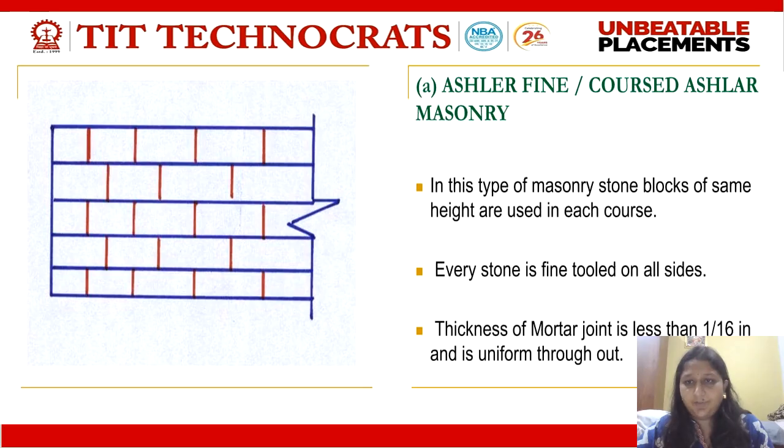As you can see in the figure, this is coarse ashlar masonry. Here, it is difficult to recognize whether it is a brick masonry or a stone masonry, but yes, it is stone masonry. Here, the stones are being dressed similar to bricks. They just seem like a brick. So, this is called coarse ashlar masonry.